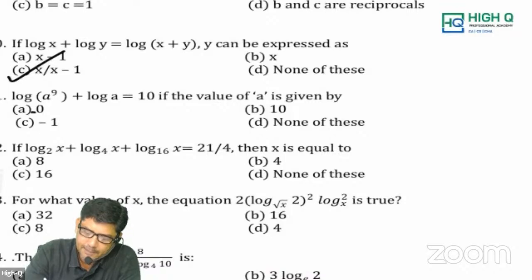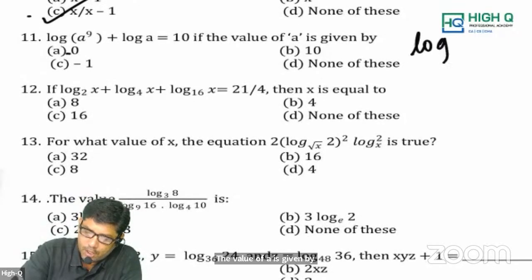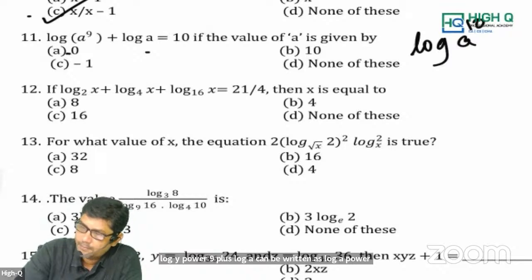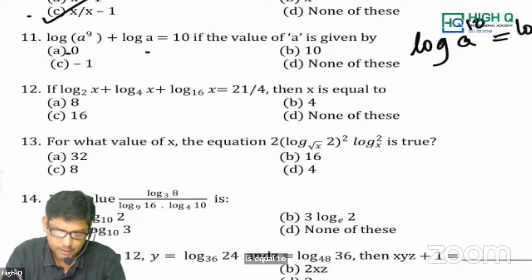Log a power 9 plus log a is equal to 10. The value of a is given by, tell me, my dear, what exactly it is? Log a power 9 plus log a can be written as log a power 10 is equal to log 10 to the base 10. Am I right? Can we write, sorry, it is only 10, na?